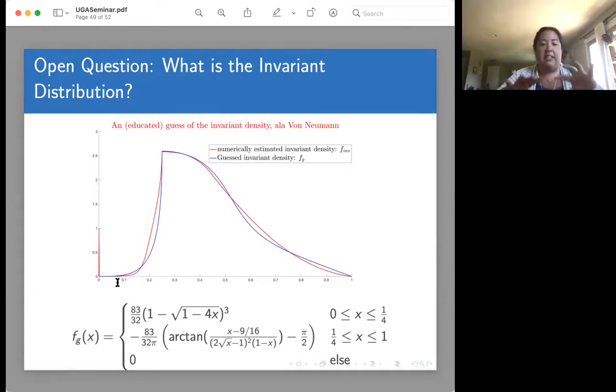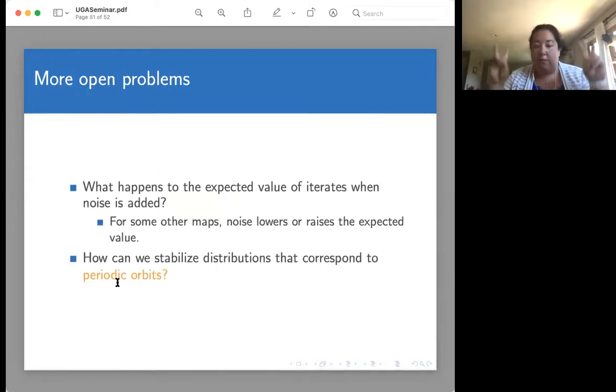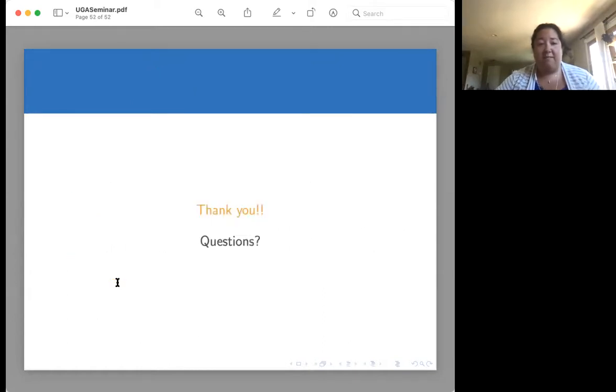Because instead of my X values in the limit being able to take values anywhere between 0 and 1, they have to take values in these 3 little neighborhoods. And if they rotate between those, we call them quasi-periodic orbits. So are there ways for me to find those periodic orbits or quasi-periodic orbits? Those are some projects that we've been working on. So thank you.